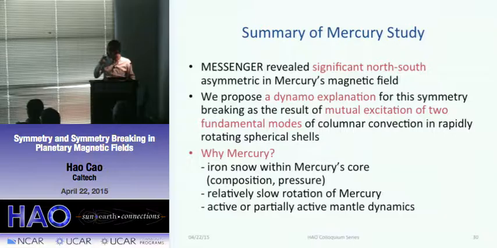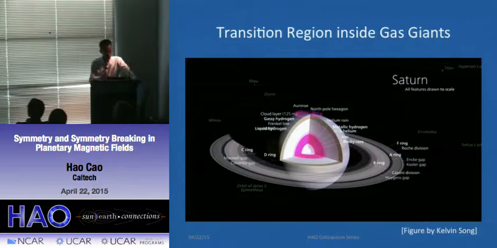So this is a quick summary of the Mercury study. We have MESSENGER revealing a significant north-south asymmetry in Mercury's field, and we propose a dynamo explanation for this symmetry breaking as a result of the mutual excitation of two fundamental modes. And the question in planetary science is always, why Mercury? Why not Earth? Why not another planet? And we think it comes down to subtle things like iron, the composition and pressure in Mercury's range that gives you the top buoyancy forcing, and also the relative slow rotation of Mercury helps to kick you into the asymmetric branch. I'm not talking about the mantle here, but that is also something I can talk about.